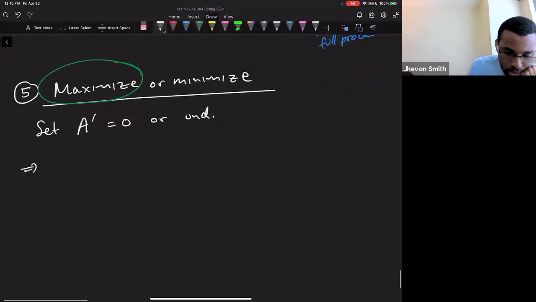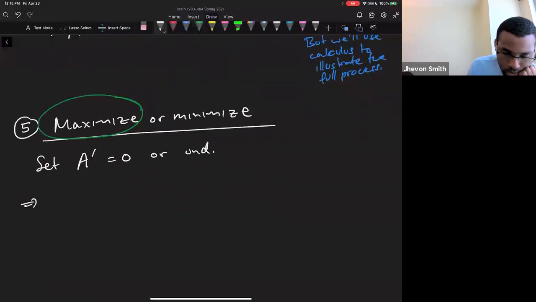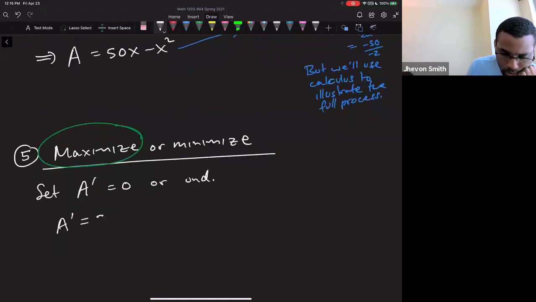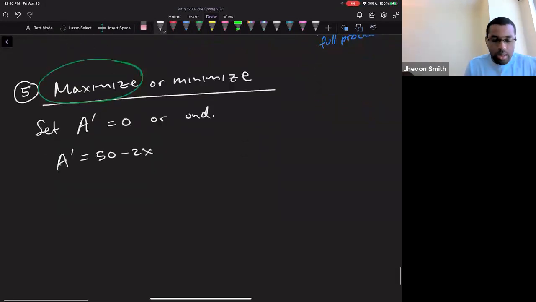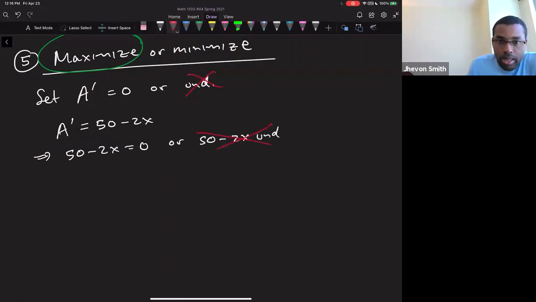So here, this means that A prime equals 50 minus 2x. So set 50 minus 2x equals 0 or 50 minus 2x undefined. Or you can just say, well, we know that's never undefined. You didn't even have to write that part. And here you would solve for x and you would get, look at that, 25.